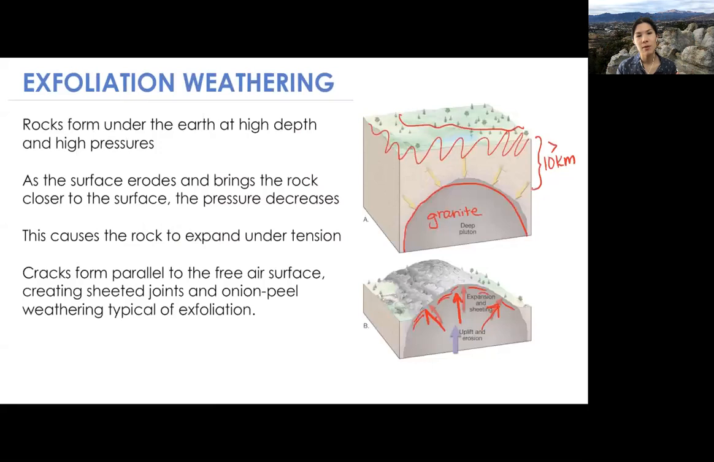So the mechanism behind exfoliation weathering is this change in pressure, where we go from high to low pressures, and that causes rock to expand. And since rock is hard and brittle, it expands through fracturing. That fracturing breaks up the rock into regolith that could then be transported.